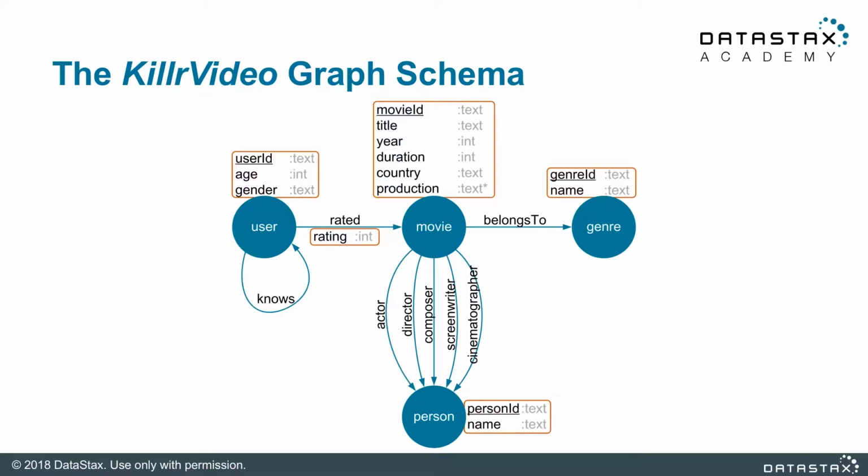As always, for the examples, let's remind ourselves of the killer video movie schema. We have movies that belong to genres, and we have users who rate the movies where users also know each other. We have other people in our graph that have acted, directed, composed, or other types of actions with the movie. So let's see what we can do to mutate our graph according to this schema.